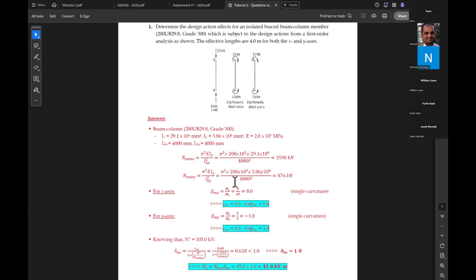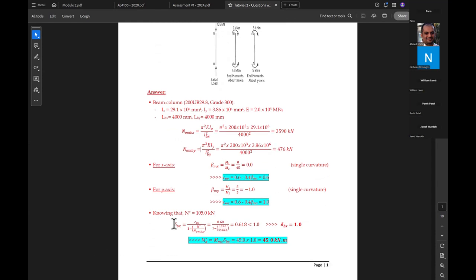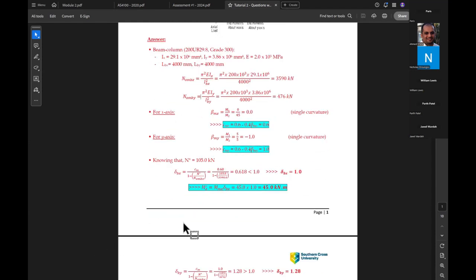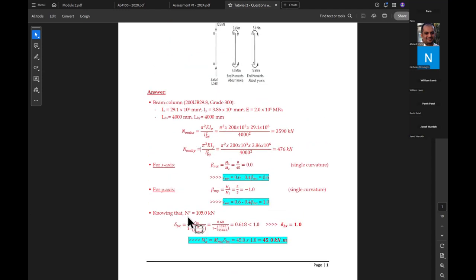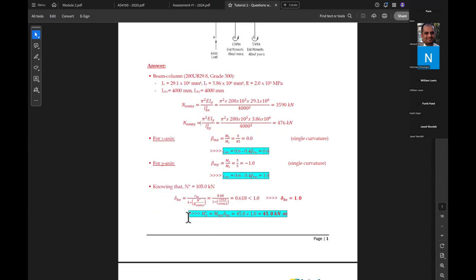Yeah, for braced you need to find delta B. For unbraced you need to find delta S. But for the buckling length it's still the same. You need to find this too. So it doesn't change anything other than delta. Here we find delta B, and there you need to find delta B and delta S. Okay, great, thank you. No worries.